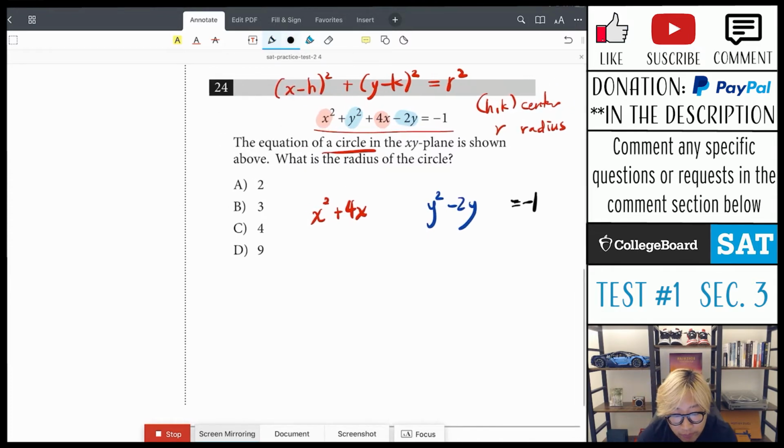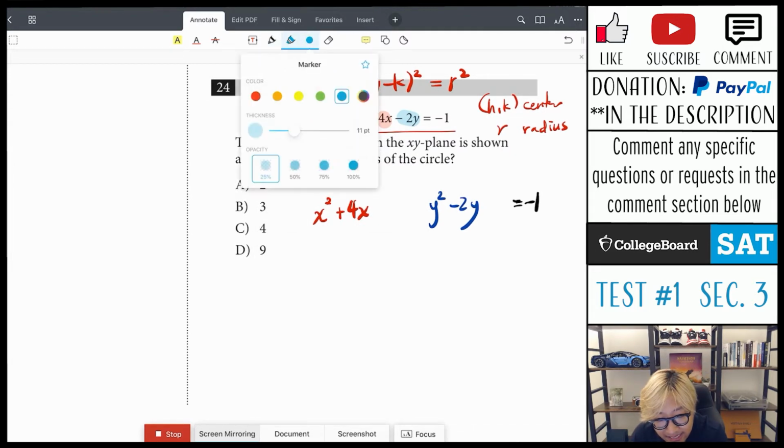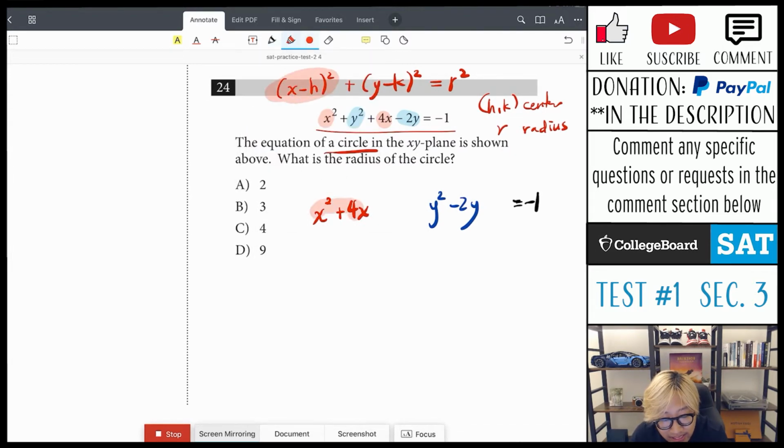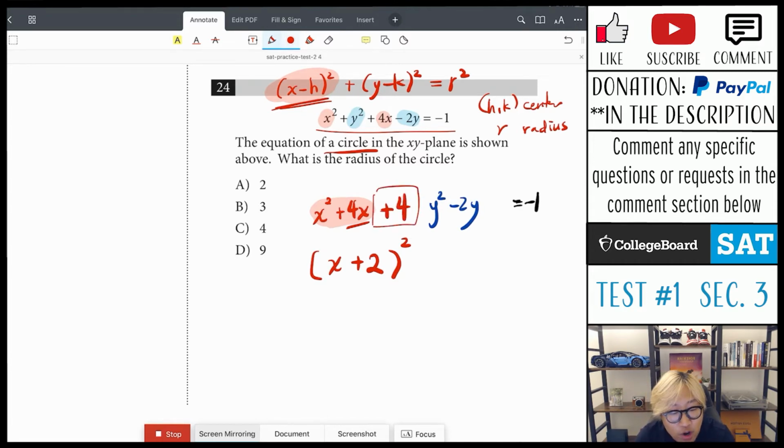Now, first thing, I have to make it look like this, and it doesn't look like that right now. So I need to complete the square. If I want to make that something squared, it's probably going to be X plus 2. When you FOIL it out, you get the nice little 4x in the middle right here. Now, if you FOIL this, you will get that plus 4 at the end. So make sure you add that plus 4 and also do it to the right side as well. We cannot just add something on the left side and call it a day. We have to do it on the right side too.